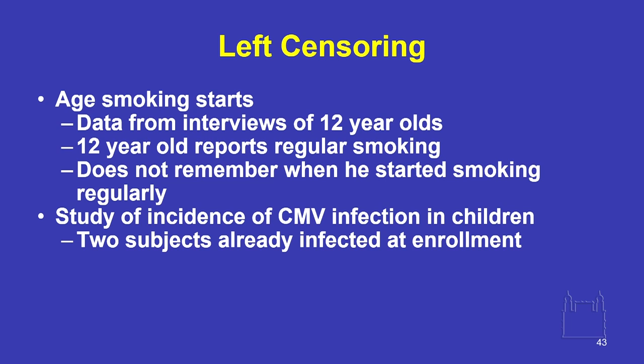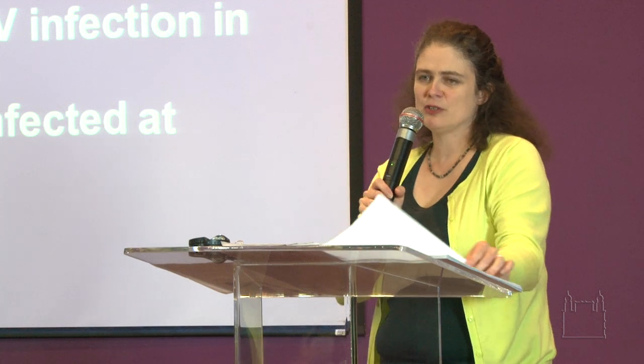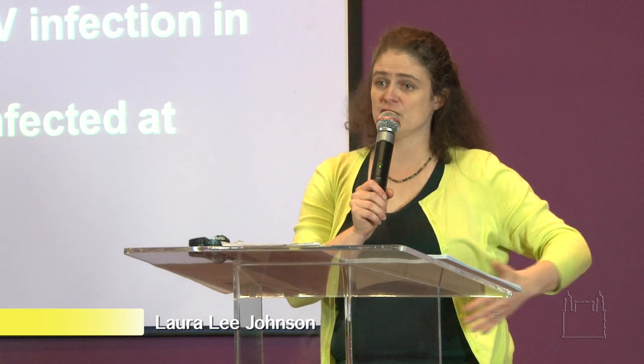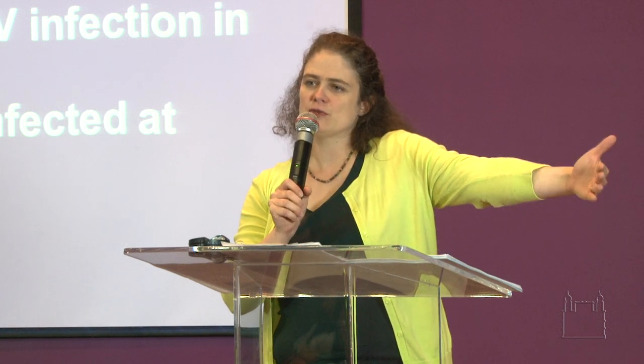A more common one that we came up with in one of my studies was a cytomegalovirus infection. So two subjects come into the study, they're already infected at the time of enrollment. So how do I figure out at what point in time they became infected? Now, many people will say, really, what you need to do is start your study with a younger set of people, younger kids. Your inclusion-exclusion criteria need to be more precise. But you have to think about what types of generalizations you want to make, and how that will change your study design and your analysis.